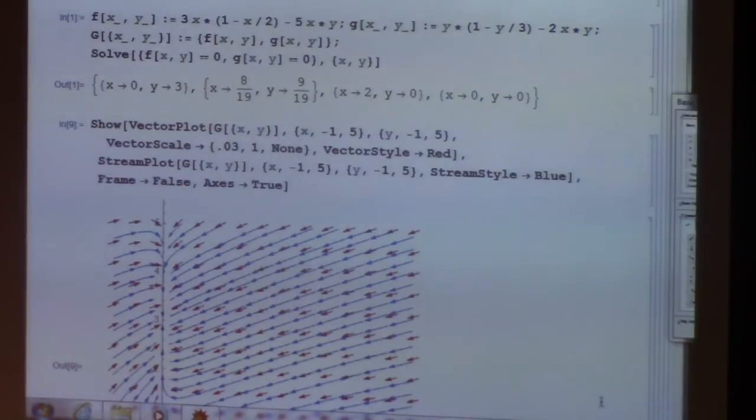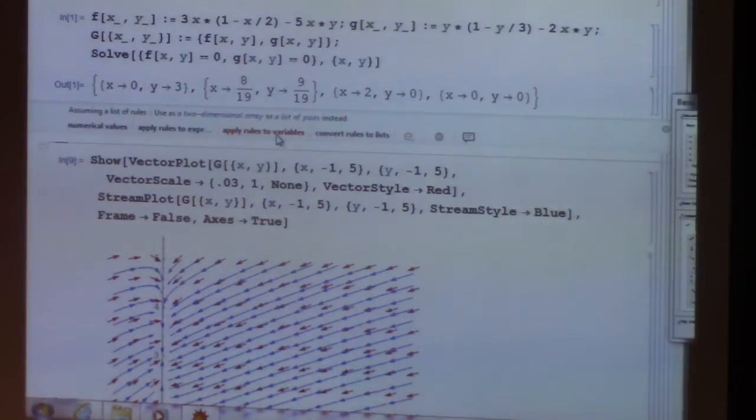T is in the background. Time is in your imagination. You don't literally see the time in the picture. You have to imagine the solution curves, the trajectories moving as time goes by, indicating the values of X and Y are changing as time goes by. We can make our imagination more vivid by using Mathematica.